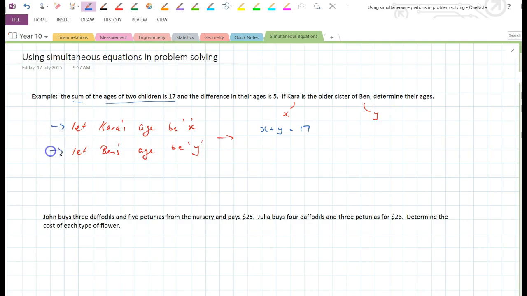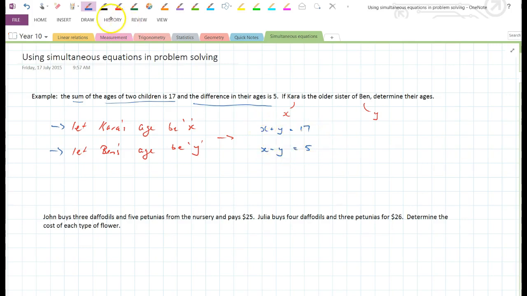So once you've got this underway, you're really into the questions. Once you've attributed some pronumerals to the subjects of the question, then you're in business. So X plus Y equals 17. They're going to give us another piece of information to get the other equation. The difference in their ages is 5. Cara is the older sister, so we'll go X minus Y equals 5. So there are my two equations.